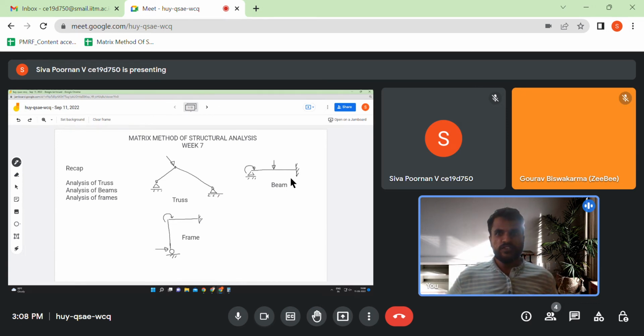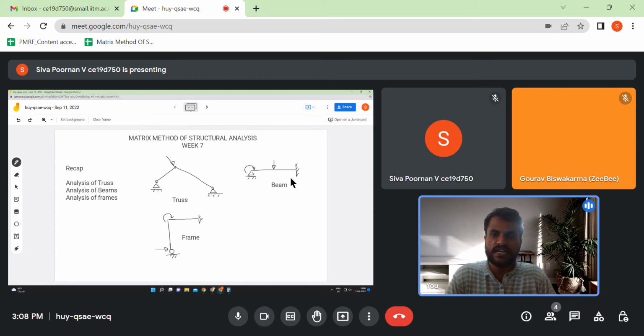Before we get started, I thought we would just recap the analysis of truss, beams and frames, for which pretty much we have followed a similar procedure for all these structures. The basic method is that we first build the stiffness matrix for a given element, which can be a truss, a beam, or a frame, and we first build it in the local axis, that is the axis of the member itself, and then we convert it into the global axis using transformation matrices, which just depend on the angle of orientation.